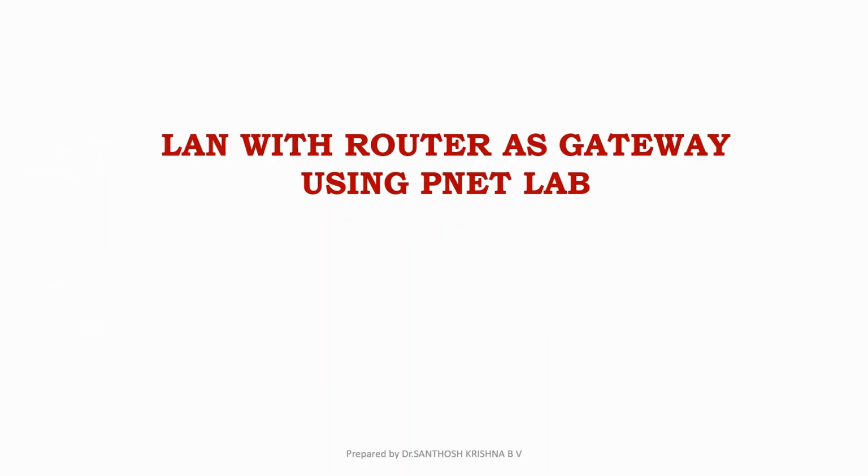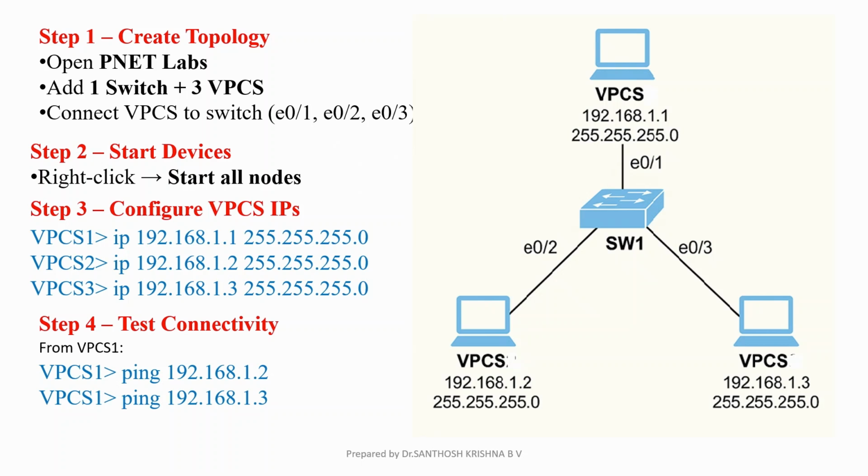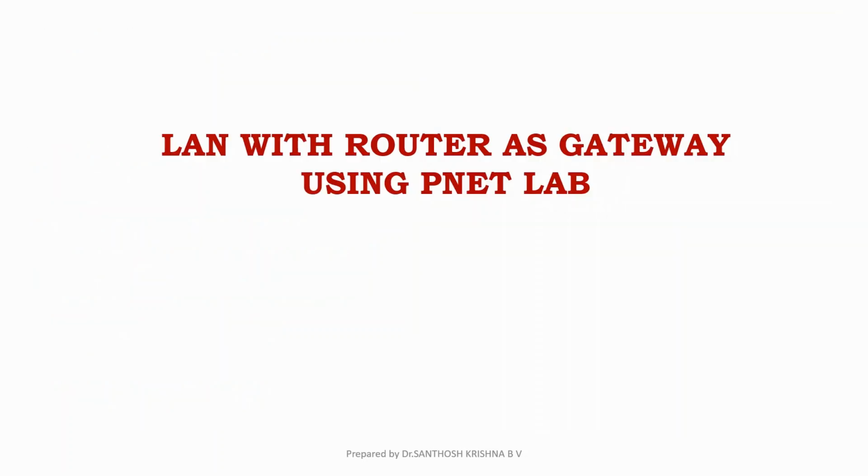So in the previous class video, we discussed creating a LAN without a router. Now we will create a LAN with a router, where the router is taken as a gateway, and execute it using the PNET lab. So we are going to create a LAN with the router as a gateway using the PNET labs.